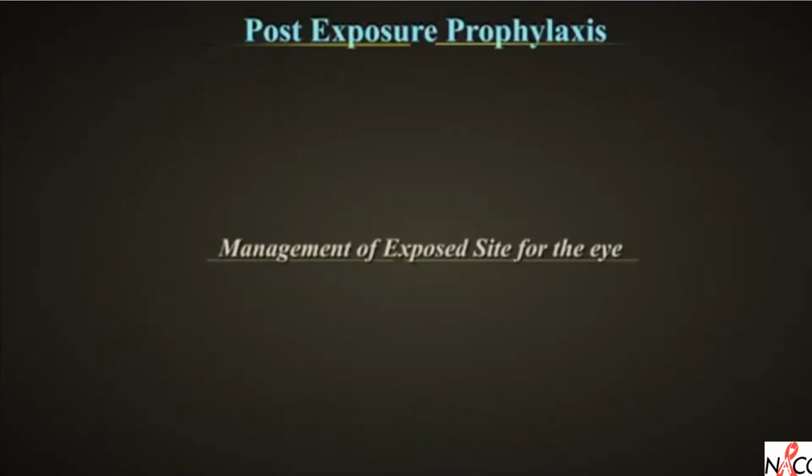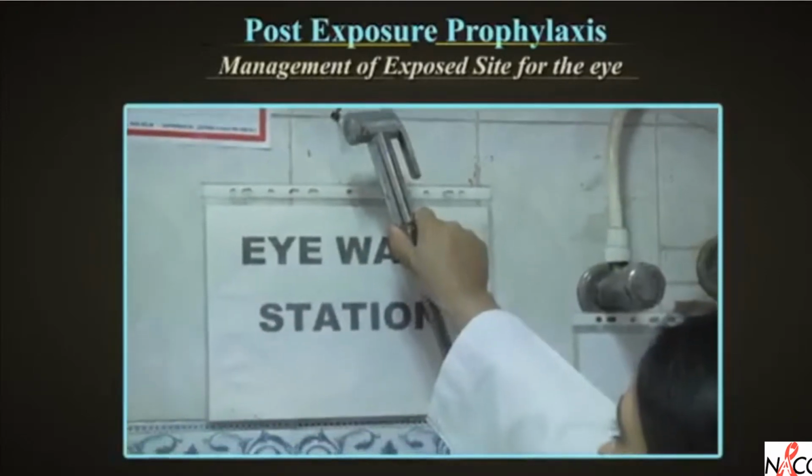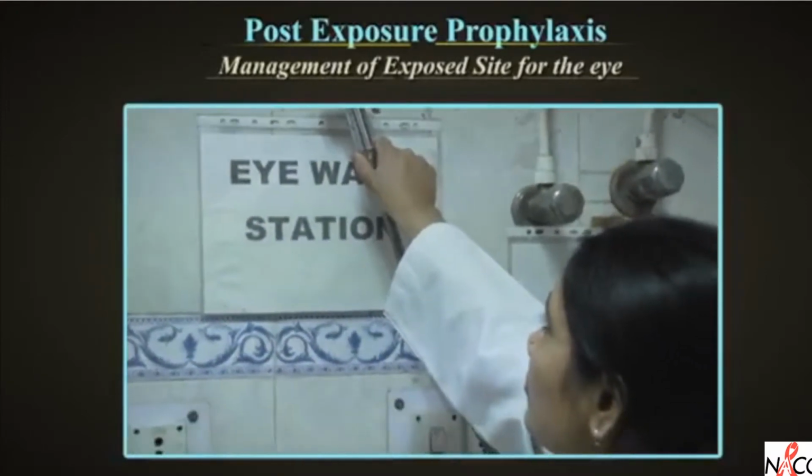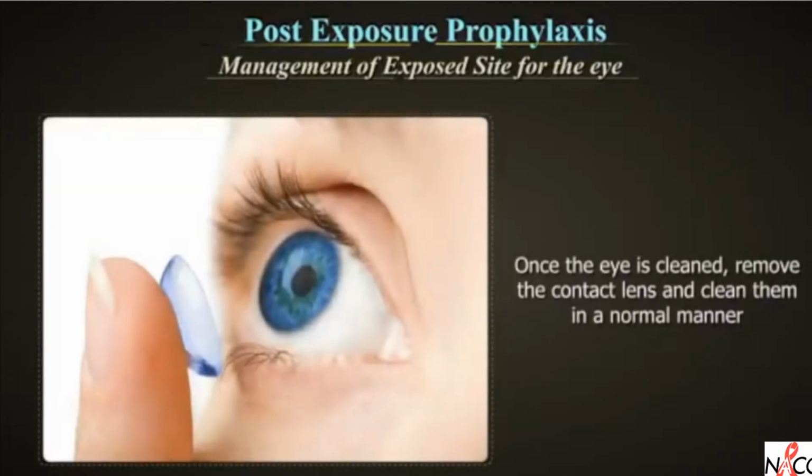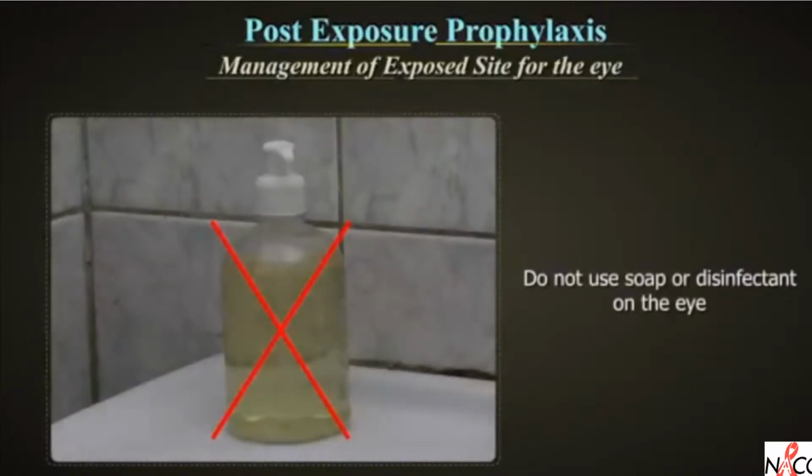B. For the eye. Immediately irrigate the exposed eye thoroughly with water or normal saline. If wearing contact lenses, leave them in place while irrigating. Once the eye is cleaned, remove the contact lenses and clean them in a normal manner. Do not use soap or disinfectant on the eye.